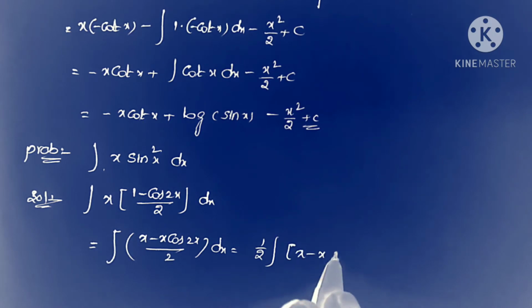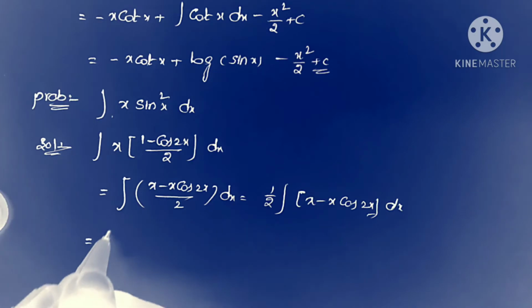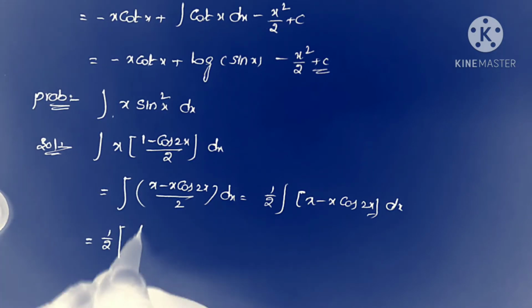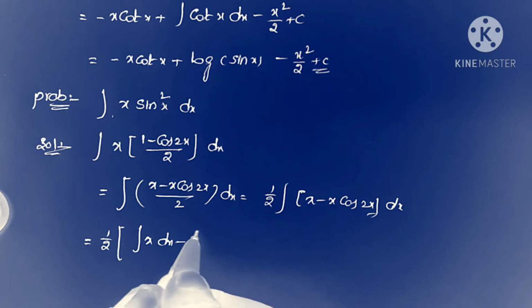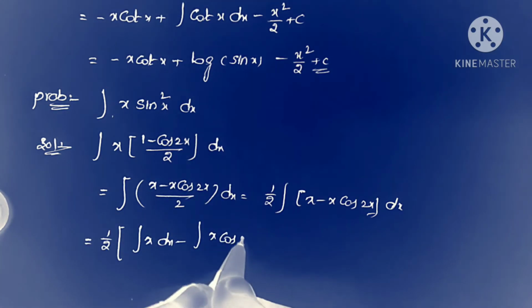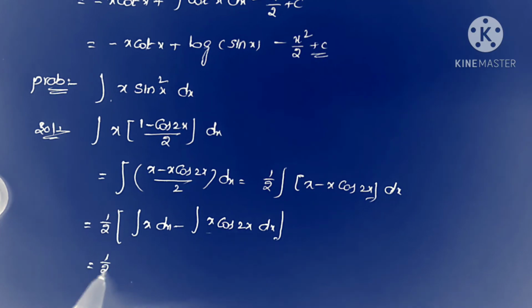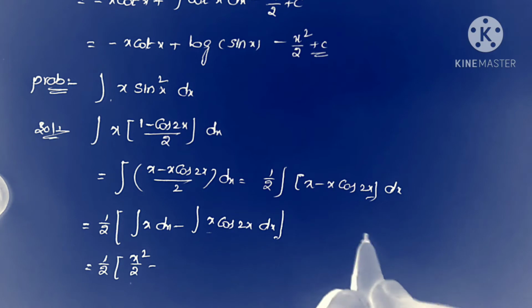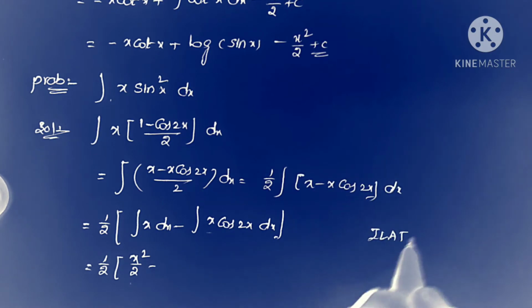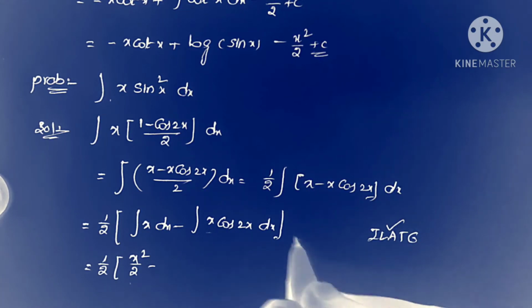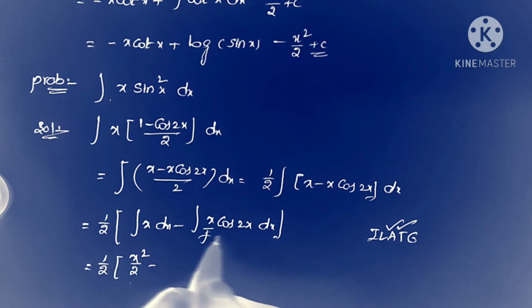What are the remaining values? x minus x cos 2x into dx. Now separating the integration, 1 by 2 into integral x dx minus integral x cos 2x into dx. Now we can easily apply the formula fg to this term. This is equals to 1 by 2 into, what is x integration? x square by 2 minus, apply the formula ILATE: x arithmetic, cos 2x trigonometric. So this is f, this is g.